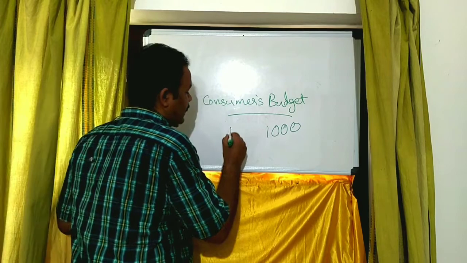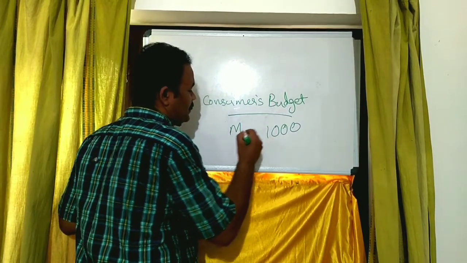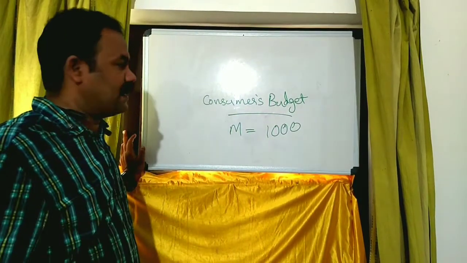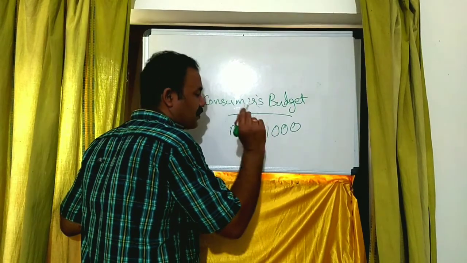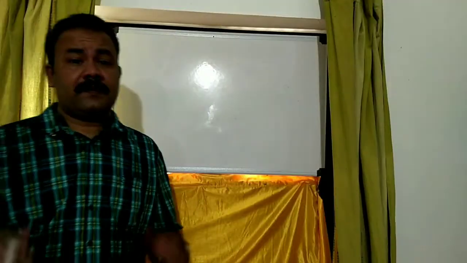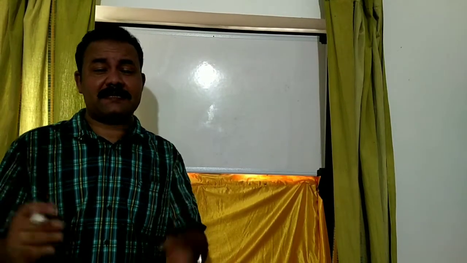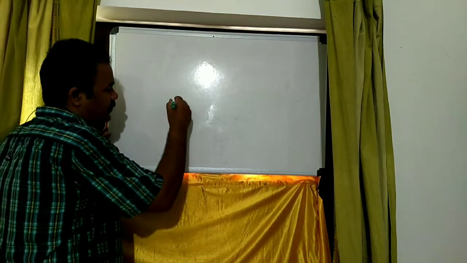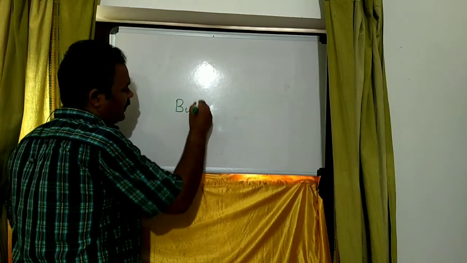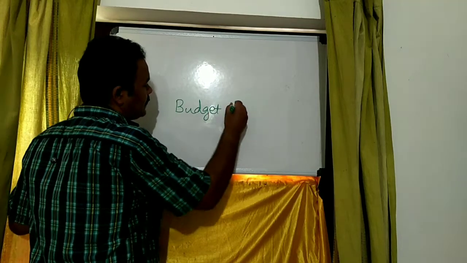Here we are representing consumer's budget by using M. So in this case, consumer's budget, that is 1000 rupees. The next topic we want to discuss is budget set. Then we want to know what is budget set.